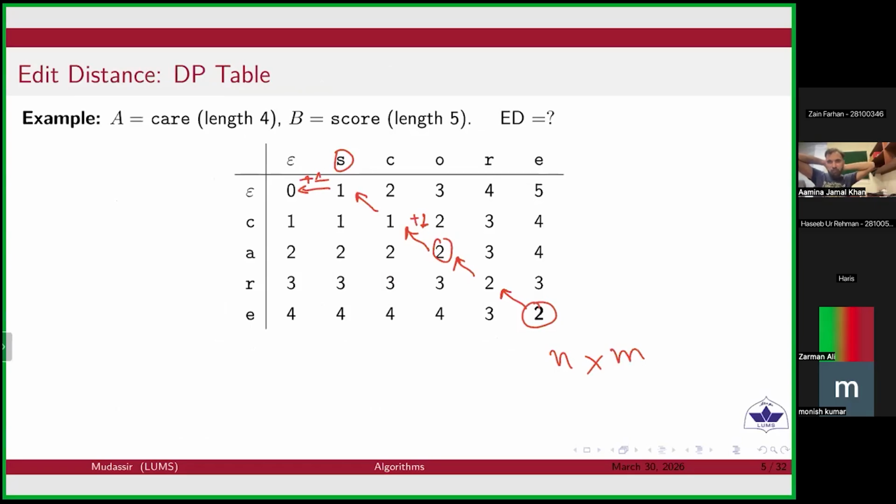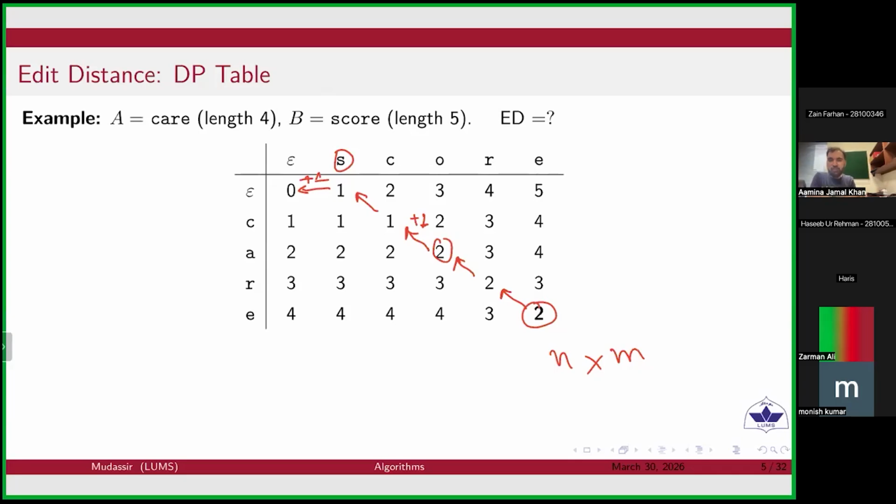If it's not that, then you must have come from either the top or the left, and if you came from the top or the left, you must have incurred a cost of 1. Coming from the top or the left means insertion or deletion, which means your cost was 1 there. If you came from the diagonal and the previous diagonal value is 1 less, then it means that you must have replaced that character.